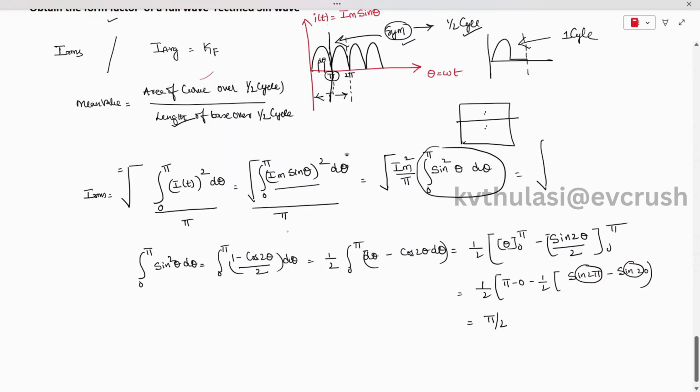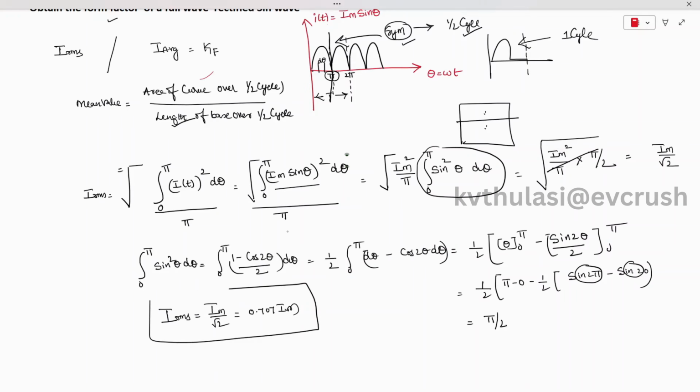Therefore here we are going to have root of Im square divided by pi, and this value is pi by 2. So pi will get cancelled, and here you are going to get the value which is nothing but Im divided by root 2. Okay, therefore the resultant formula of a sinusoidal waveform, IRMS is equal to Im divided by root 2, which is 0.707 Im. This is the RMS value of a pure sinusoidal waveform.